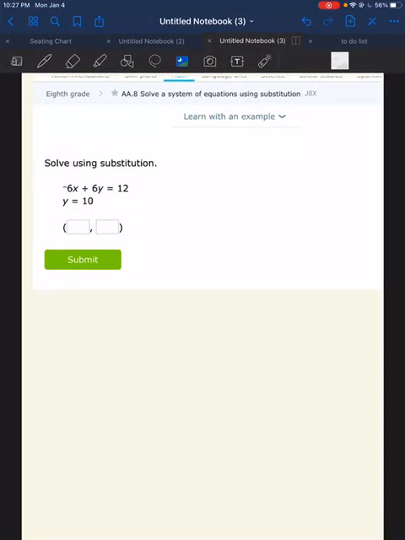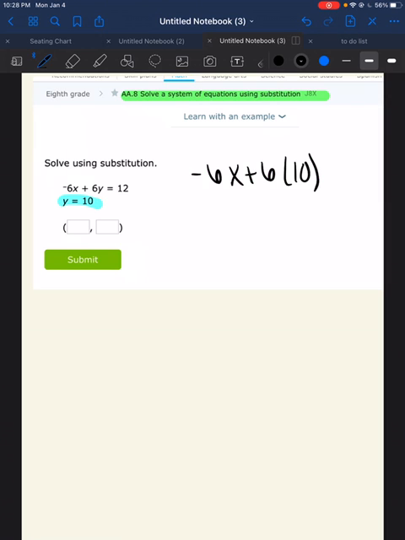Okay, so we are doing IXL J8X, where we are solving system of equations by using substitution. So all I'm going to do is plug y in, and then I'm going to solve. So I have negative 6x plus 6y, which is 10, equals 12. So negative 6x plus 60 equals 12.